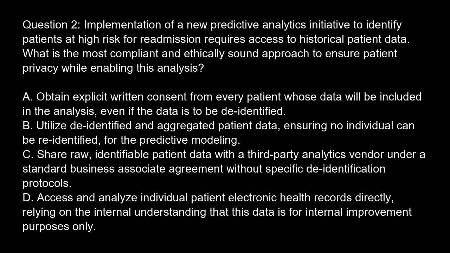Option B. Utilize de-identified and aggregated patient data, ensuring no individual can be re-identified, for the predictive modeling. Option C. Share raw, identifiable patient data with a third-party analytics vendor under a standard business associate agreement without specific de-identification protocols. Option D. Access and analyze individual patient electronic health records directly, relying on the internal understanding that this data is for internal improvement purposes only.